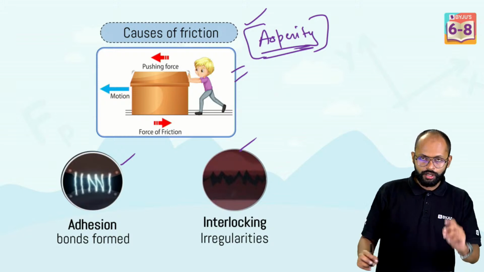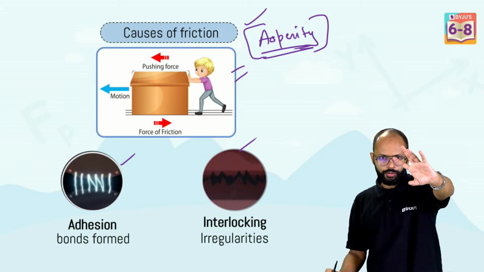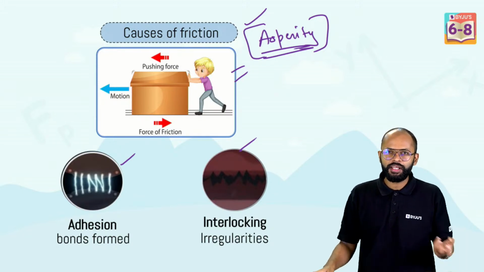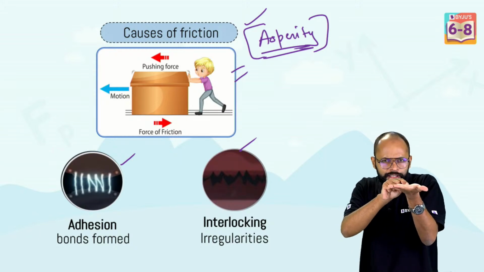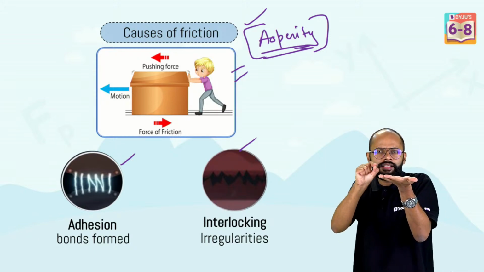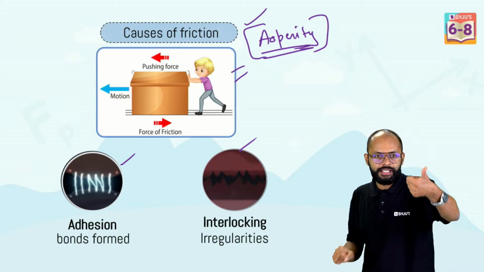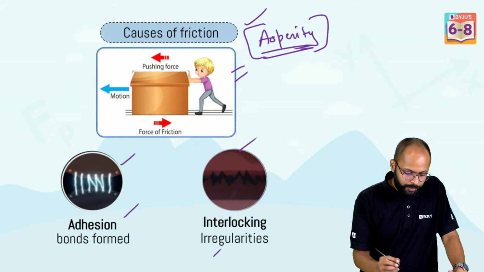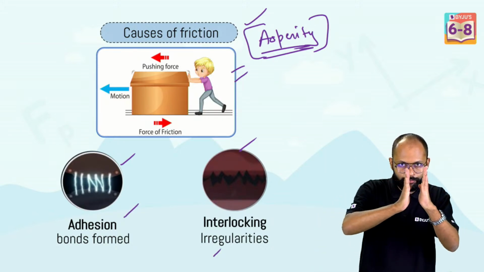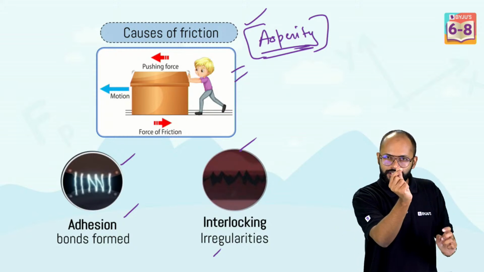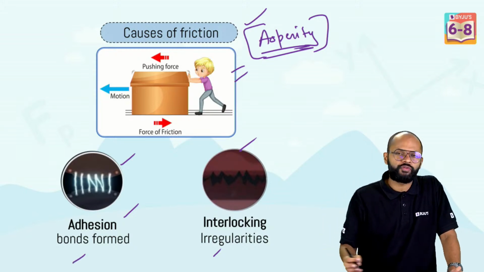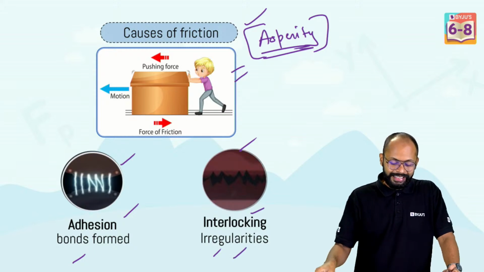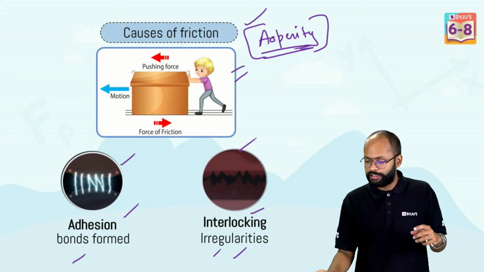Asperity. This term is a little new. It's okay if you don't know that. What is asperity? On the microscopic level, when you watch any surface, there are irregularities. They are called asperity, right? And what happens? When two surfaces are brought in touch, there is some adhesion. There is something called cold welding also. There are some adhesion and bonds forming, right? There is some interlocking of irregularities.